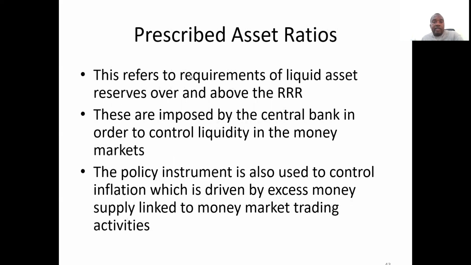And then we have got prescribed asset ratios. This refers to requirements of liquid asset reserves over and above the RRR. These are imposed by the central bank in order to control liquidity in the money markets. This policy instrument is also used to control inflation, which is driven by excess money supply linked to money market trading activities.